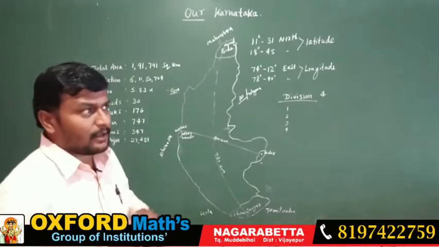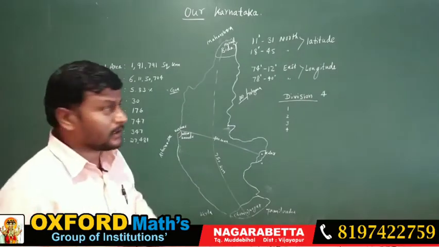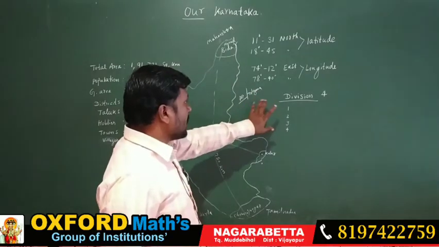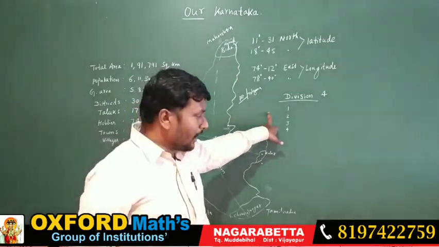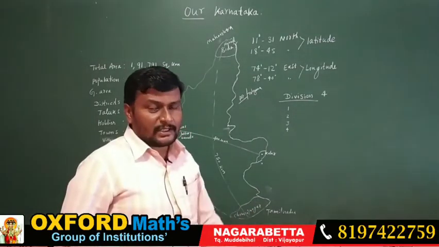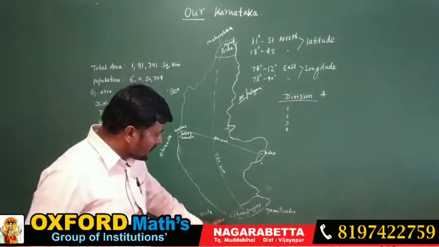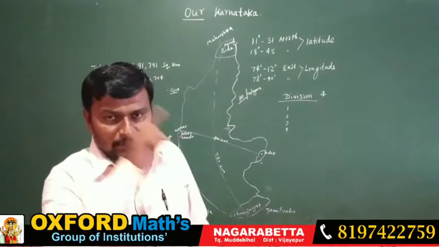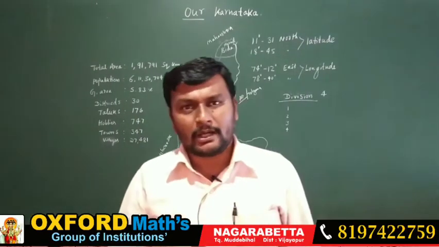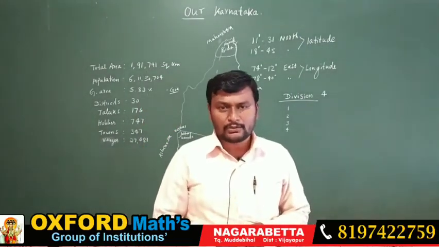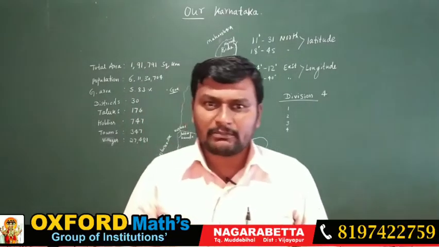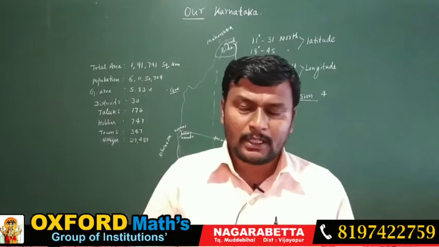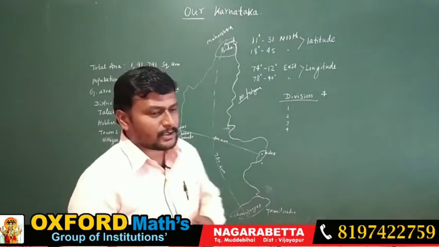Which are the states with which we share the land border? In the north there is Maharashtra. In the north-east side there are Andhra Pradesh and Telangana, in the south there is Tamil Nadu, in the southwest side there is Kerala, and in the northwest side there is Goa. So with these states we share the land border. And you know, on TV and in the media there are many clashes with the neighboring states regarding water issues. We will discuss that in the coming lessons.